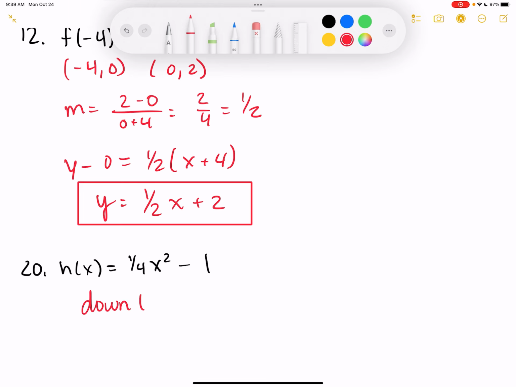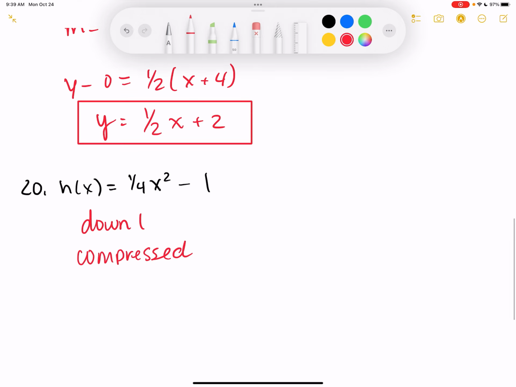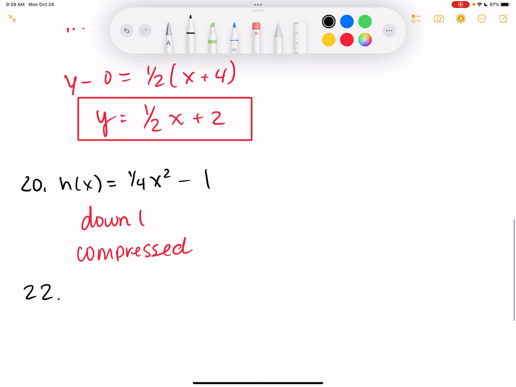And then it's going. Are we compressed or stretched? It's compressed. Because it's less than one, not zero. It's not going left or right. Do we need to say which way it opens? We just want to know how it differs from x squared. I mean, it's positive, and x squared already opens up. Positive is up, negative is down.